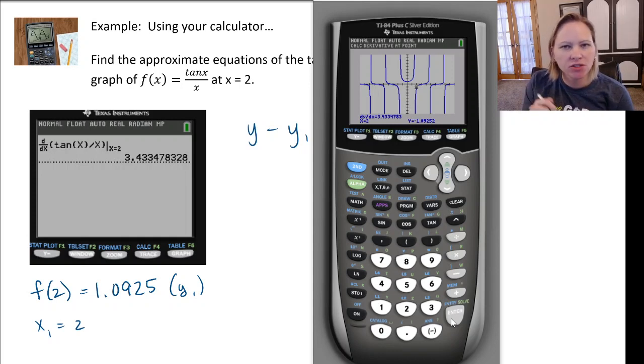But if you just type in 2, even though it's not asking you for it, it'll land you there and it'll say, oh, look, there's x, and look, we didn't even need to do that first step because it tells us the x and the y, and there's the slope.